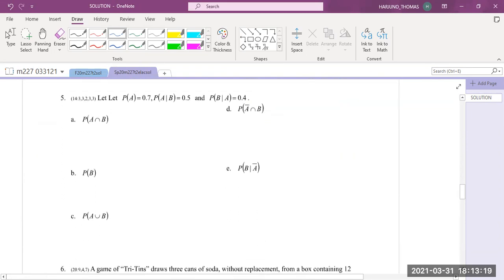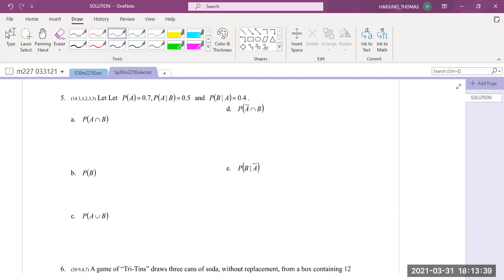Number 5. I will finish this problem number 5, and then I will take a little more rest, maybe around 5-10 minutes. Then I come back and finish number 6, 7, 8.